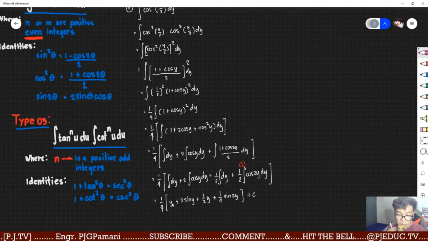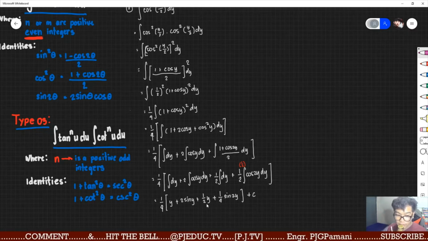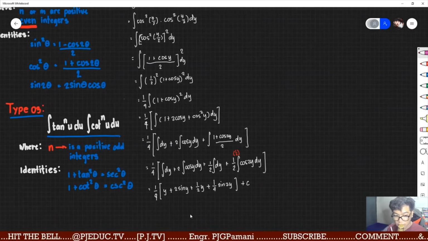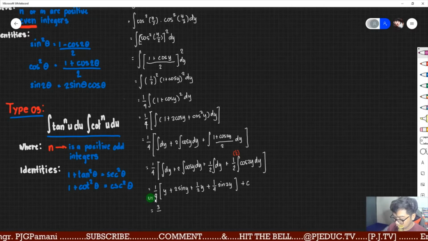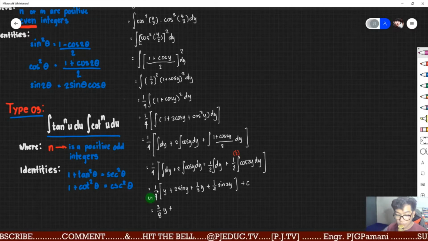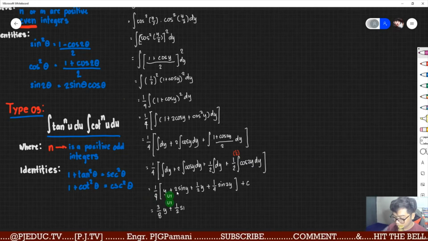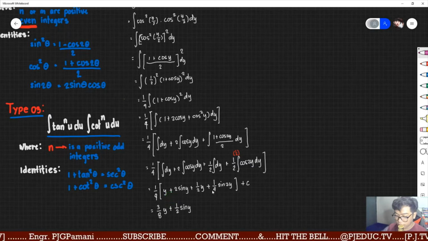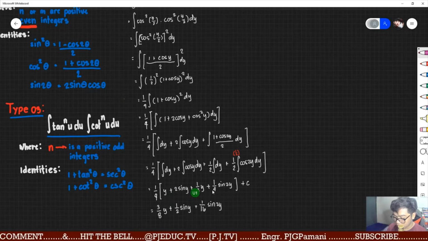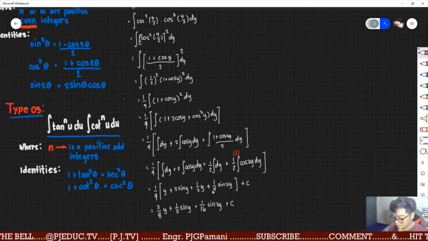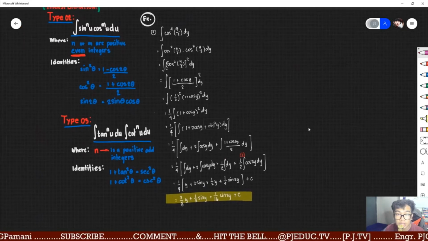Simplify muna natin. Y plus 1/2 y is what? Times 1/4 is simply 3/8 of y. 1/4 times 2, that is 1/2 sine y. 1/4 times 1/4, that is 1/16 sine 2y plus your integration constant. So, yan na ngayon yung ating final answer.